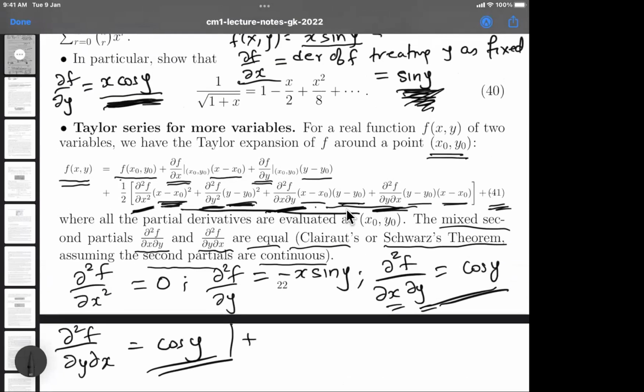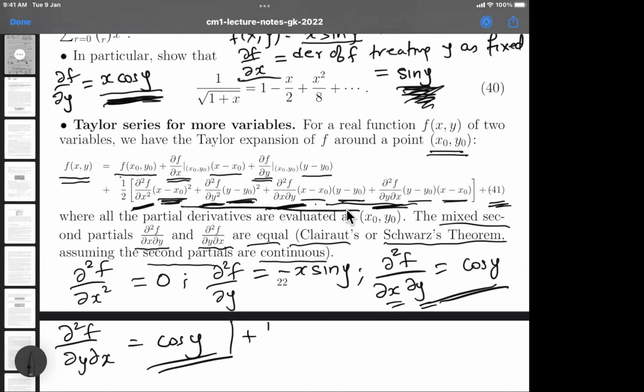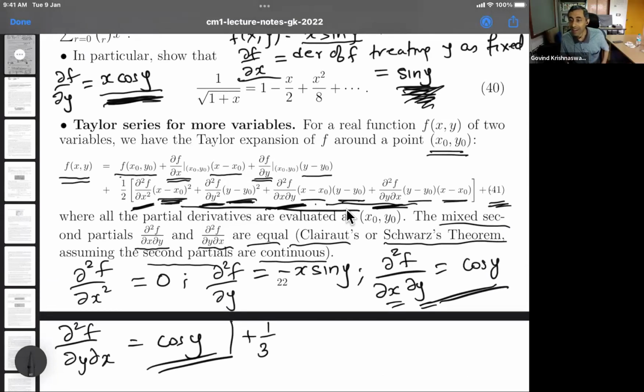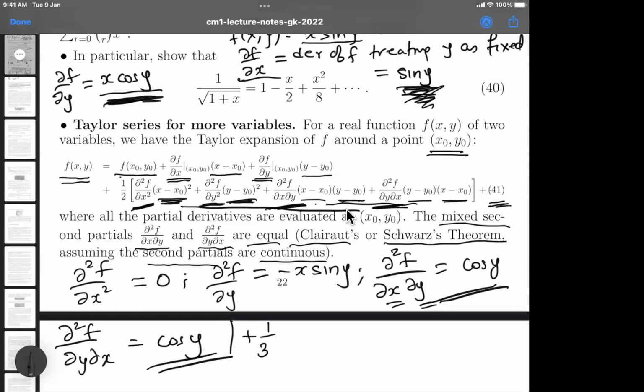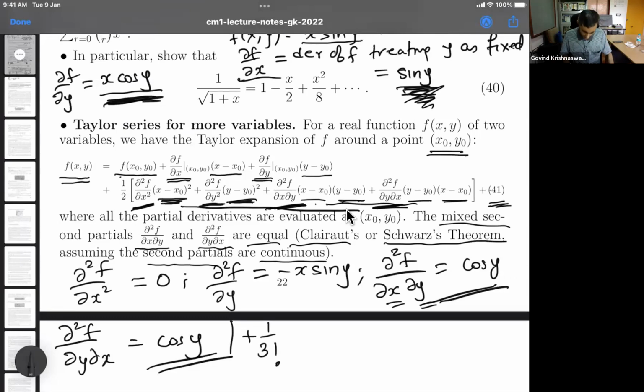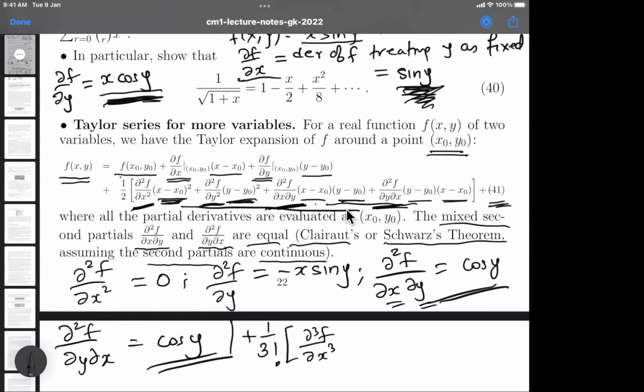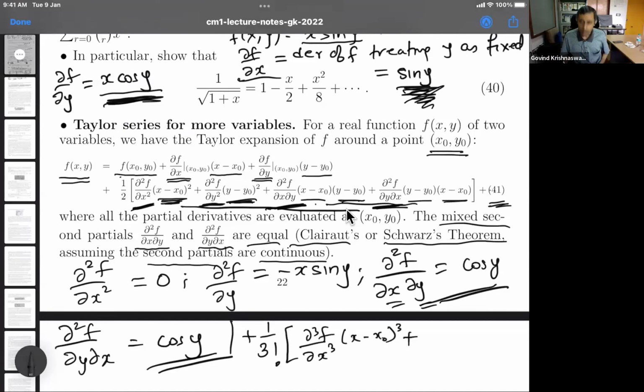Of course, outside the constant would be 1/6, isn't it? Indeed, 1/6, or I prefer to write it 1 over 3 factorial. Okay. So then I'm going to have several terms here. There are short ways to write it, but let me write them out explicitly. There's going to be the third partial of f with respect to x, and that's going to be multiplied by x minus x0 cubed.